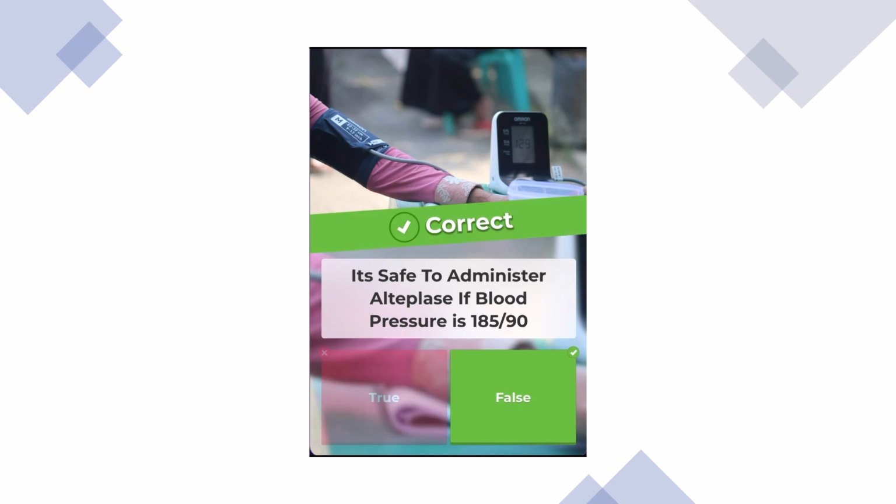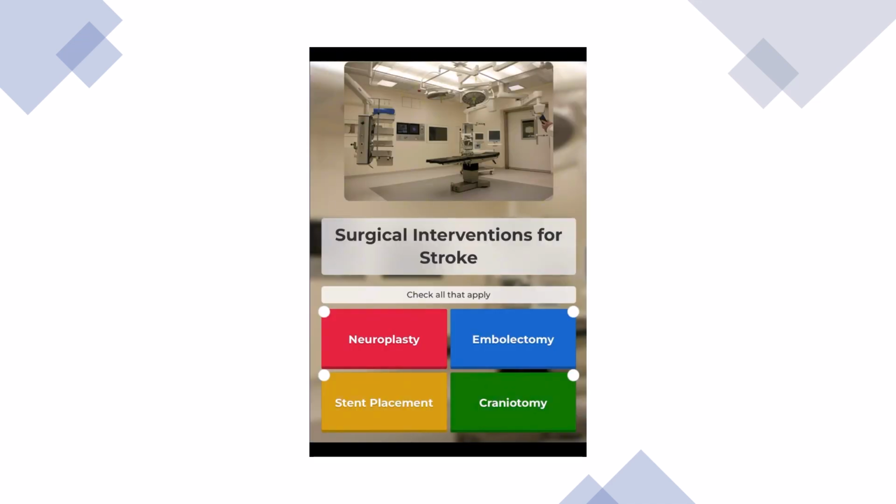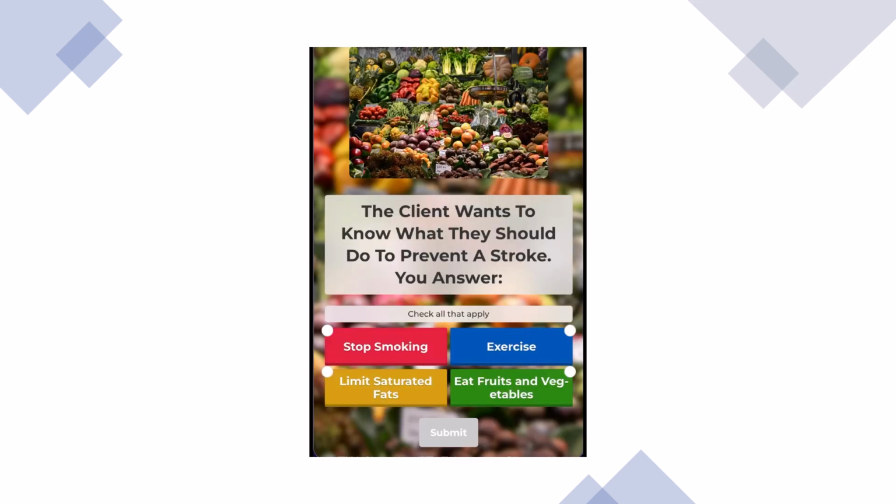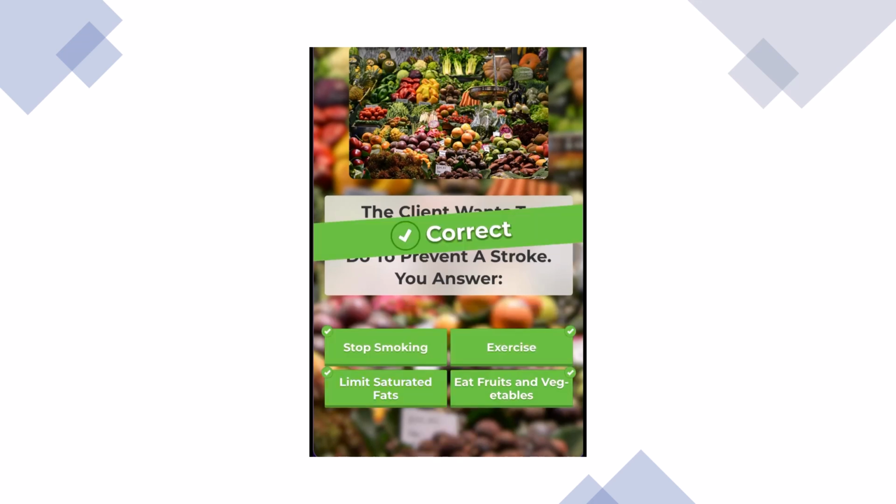The answer is false. Surgical interventions for stroke: A. Neuroplasty, B. Embolectomy, C. Stent placement, D. Craniotomy. The right answer is B, C, and D. The client wants to know what they should do to prevent a stroke, and you answer A. Stop smoking, B. Exercise, C. Limit saturated fats, and D. Eat fruits and veggies. The correct answer is all of them.